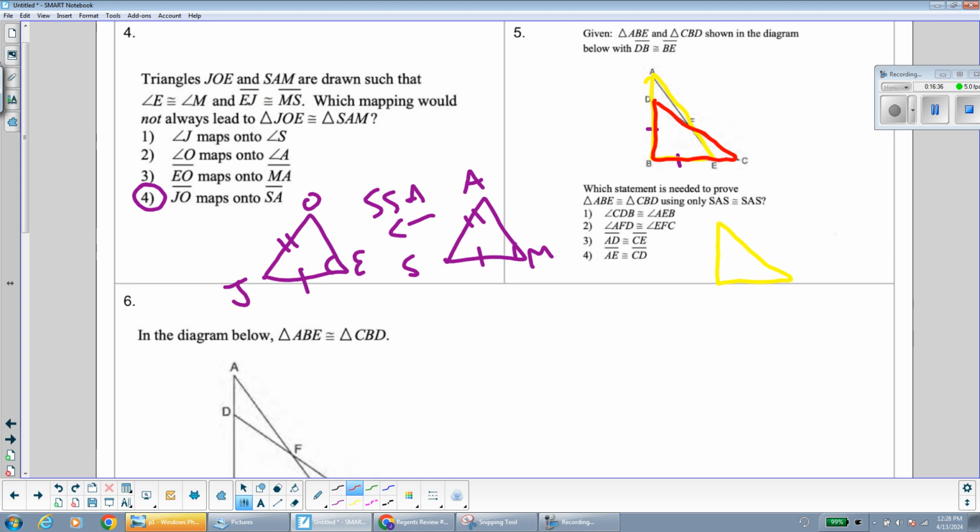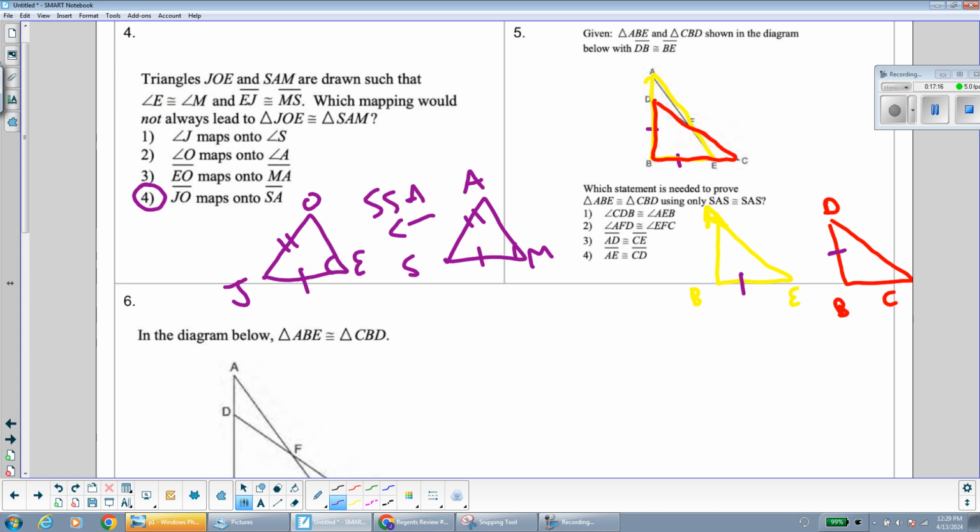So here's my yellow one. Here's my red one. The red one is DBC. And the yellow one is ABE. And we were already given that DB is congruent to BE. Sorry, I couldn't read my own handwriting. This triangle is ABE. So we're already given that this pair of sides is congruent. So we already have an S.